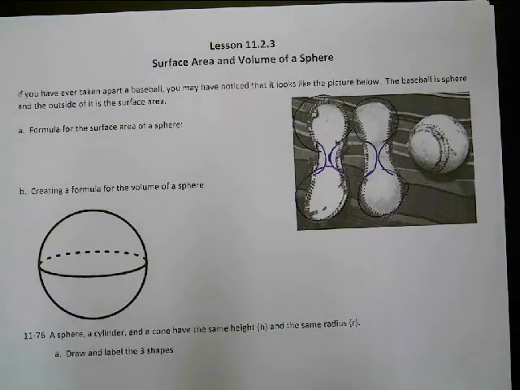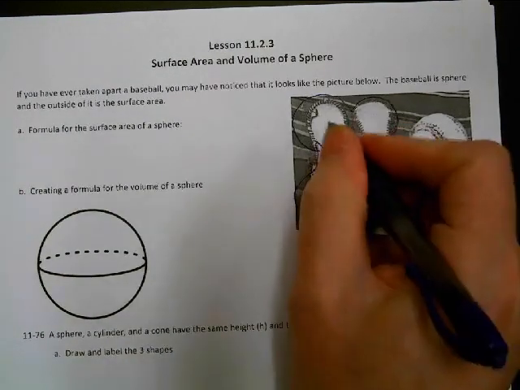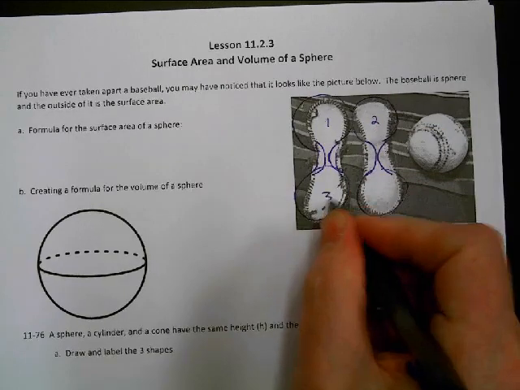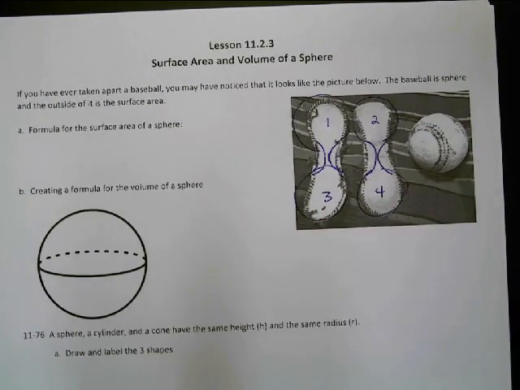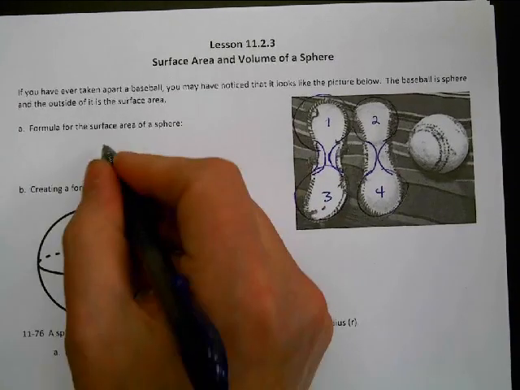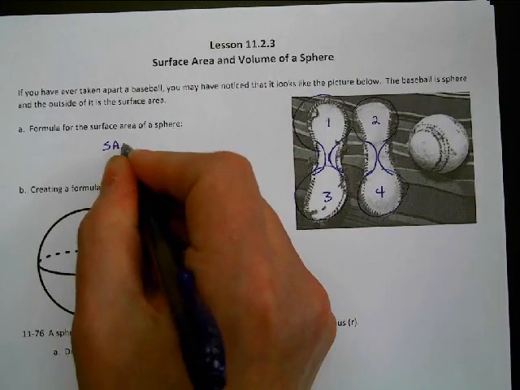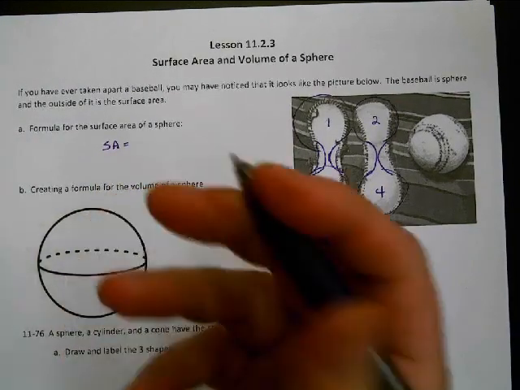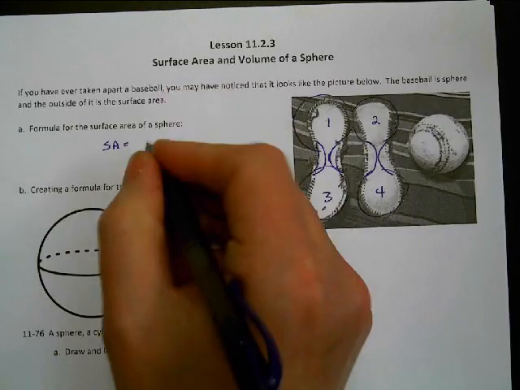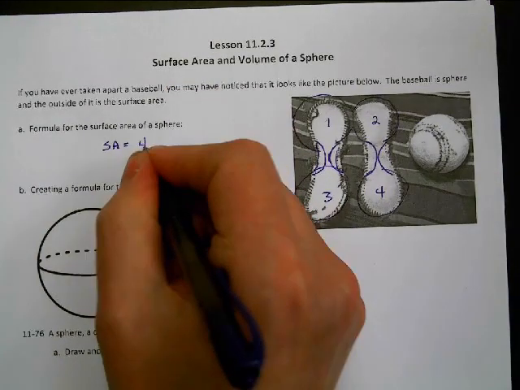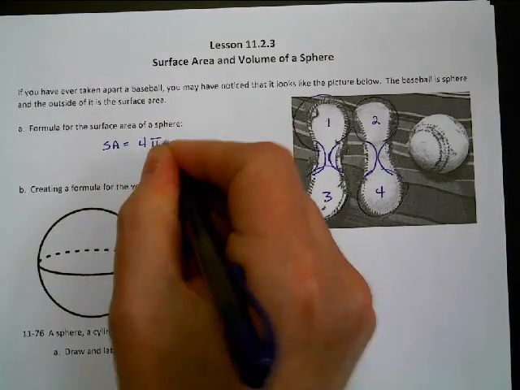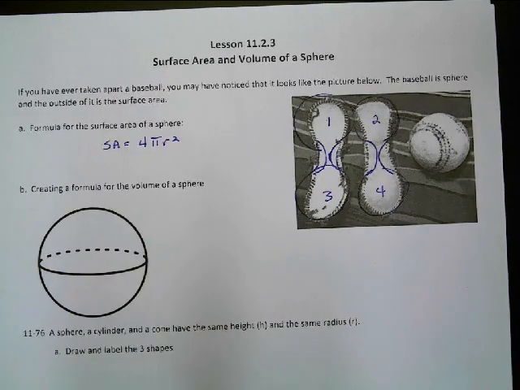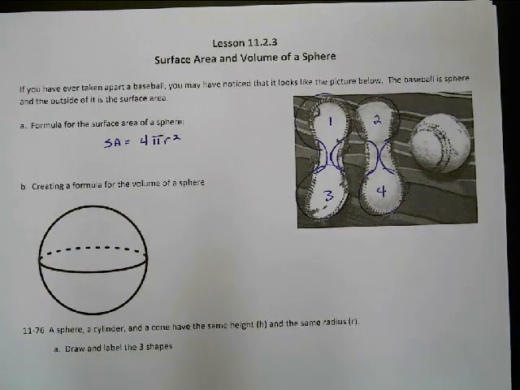And what do you have on your baseball? You've got 1, 2, 3, 4 circles. There's 4 circles on the outside of your baseball. And so we can say that the surface area of a sphere, like our baseball here, is 4 circles, 4 pi r squareds. So the surface area of the sphere is 4 circles, or 4 pi r squared.